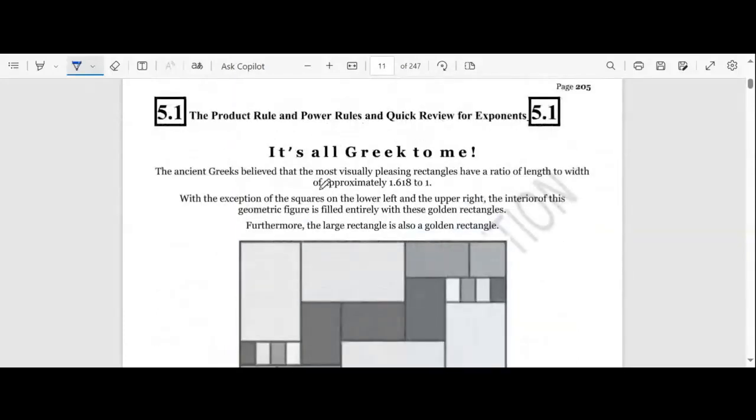Okay, Hamad, can you please read 5.1, the product rule and the power rule, the quick review for exponent.